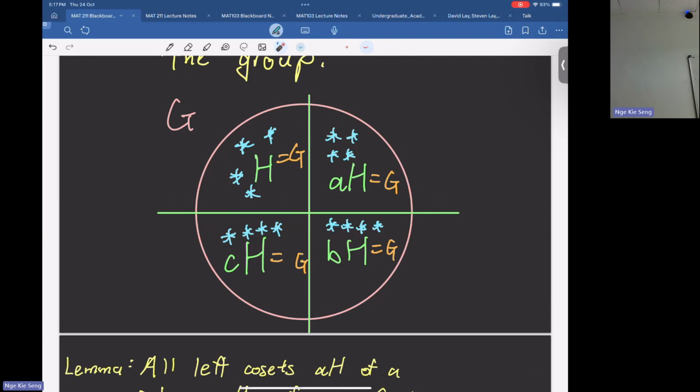Remember, for example, how we get 16 here? The total number is 16, right? We use 4 times 4. Where do the 4 and 4 come from? One is coming from the cardinality of H. The other is coming from the number of left cosets. So if you cannot remember the words, you have to remember the picture first, and then speak from the picture.